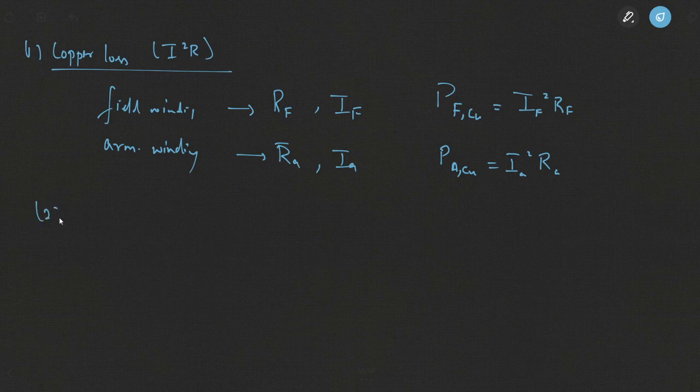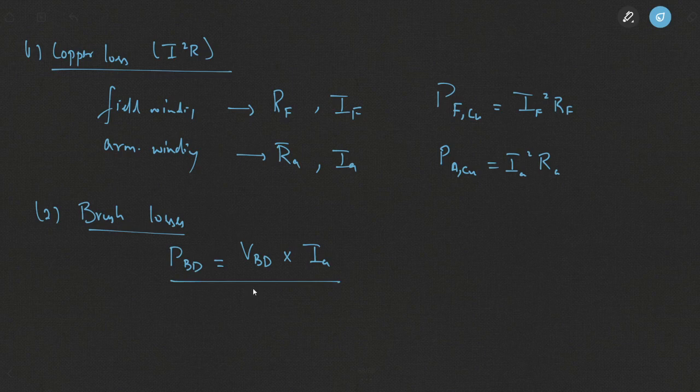Then you have the brush losses. The brush losses are derived as PBD equal to VBD into IA. So what are these losses? These are simply the losses owing to the drop in voltage at the contact terminals of the brushes. You basically have the brushes in contact with the commutator segments. Because of this contact, there will be some effective resistance at this point that will contribute to some voltage drop. This voltage drop is more or less constant, and that's why we are deriving the equation in terms of V and I, not in terms of I and R.